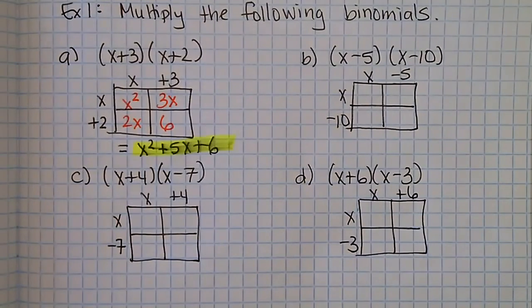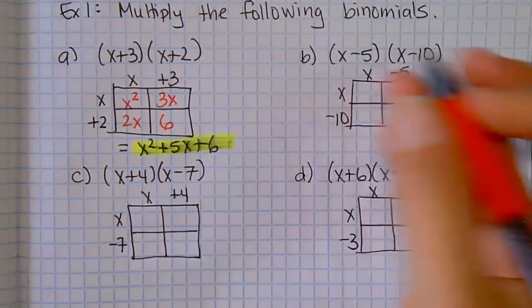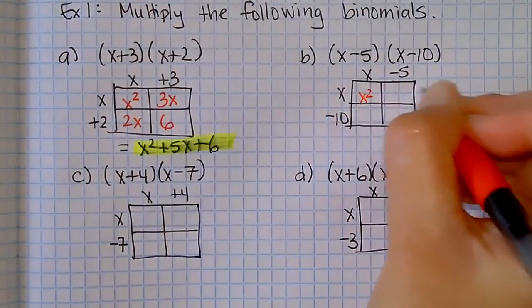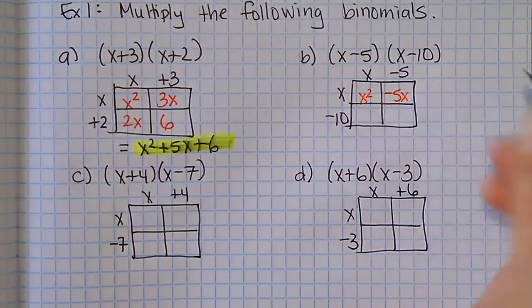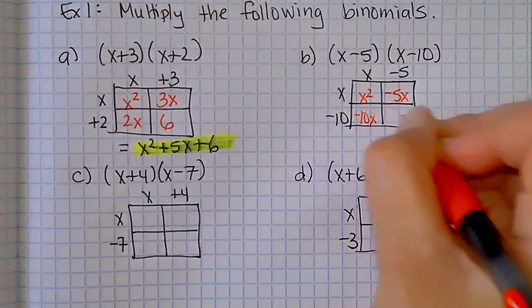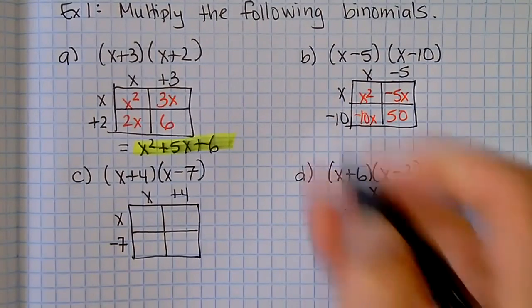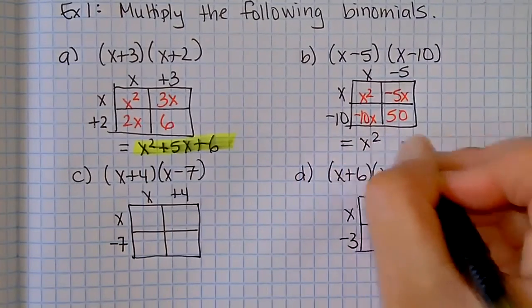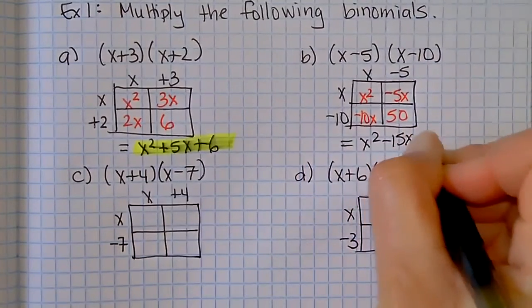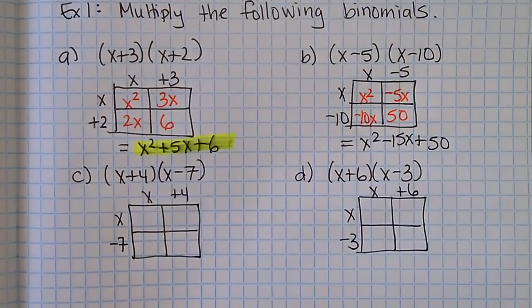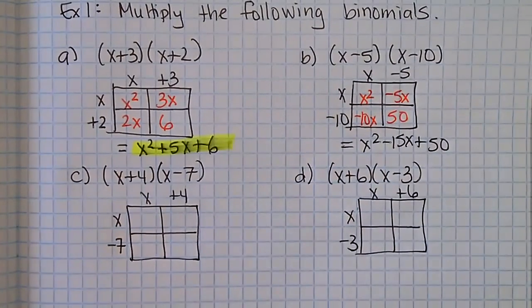Okay, so you should have set them all up like this. Let me just run through the answers real quick. X squared minus 5x, negative 10x, positive 50. So when I do this, I end up with x squared minus 15x plus 50. That is my answer.